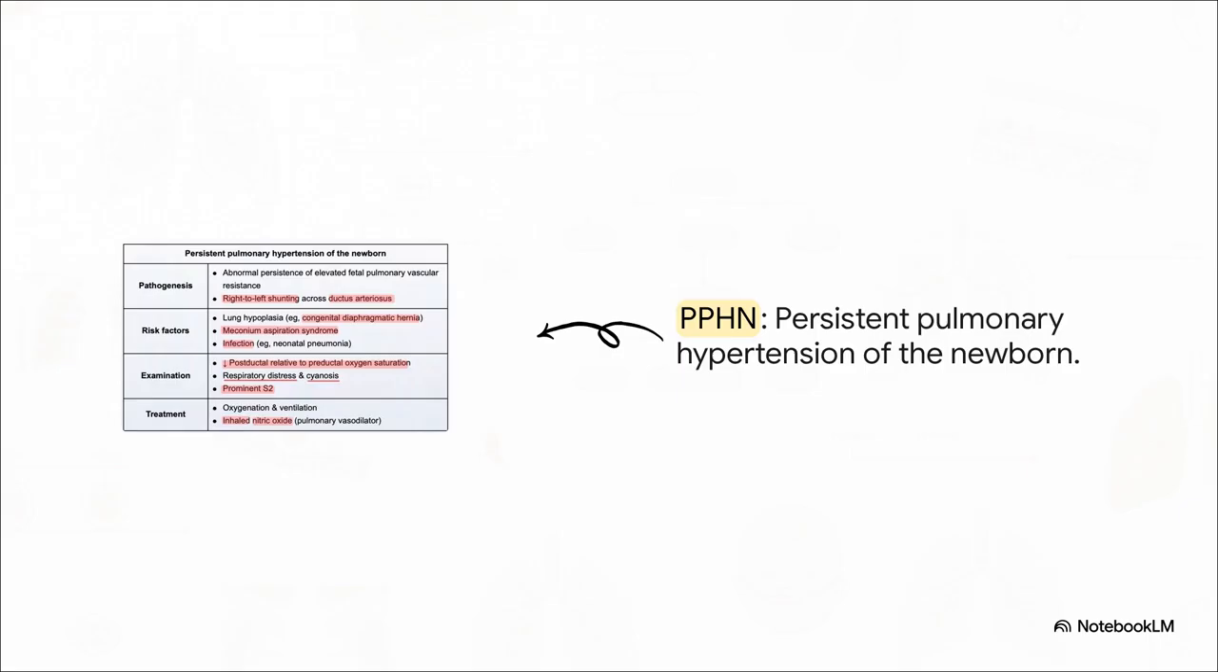These patients present with severe cyanosis, respiratory distress, and a very prominent S2 heart sound. Treatment means aggressive oxygenation and ventilation, but you're also going to need pulmonary vasodilators like inhaled nitric oxide, or even ECMO in severe cases, just to break that high vascular resistance.